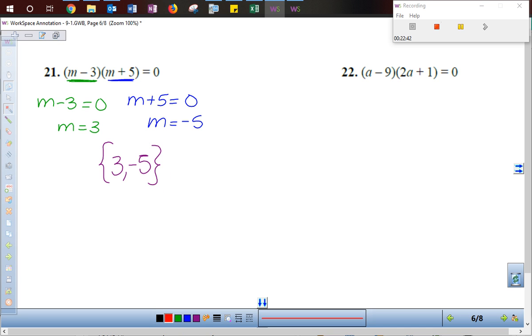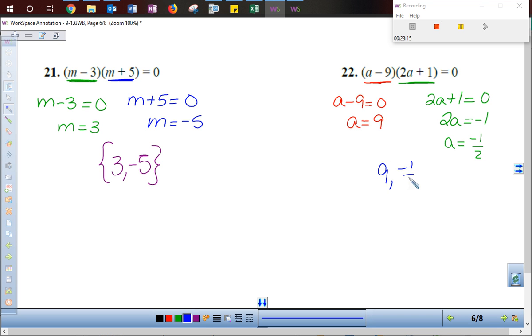On number 22, again, we have two terms multiplied together to equal 0. So we can set a minus 9 equal to 0, and I can set 2a plus 1 equal to 0. So if a minus 9 equals 0, we'll add 9 to each side, and a equals 9. If 2a plus 1 equals 0, we can subtract 1 from each side and divide each side by 2. Then my two answers are 9 and negative 1/2.